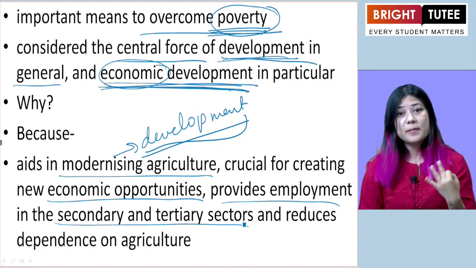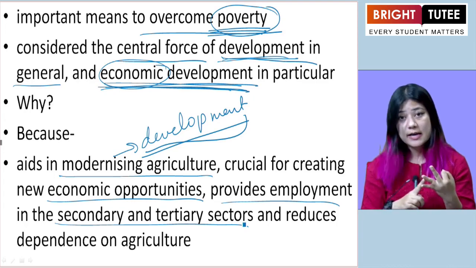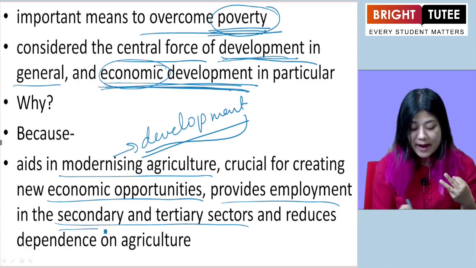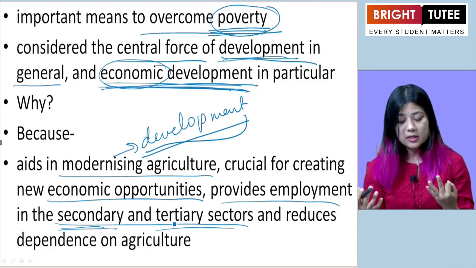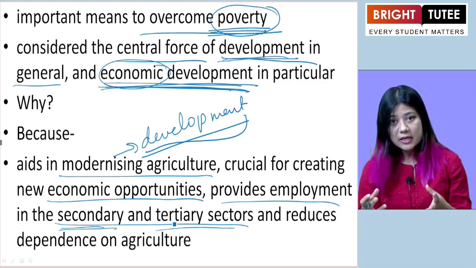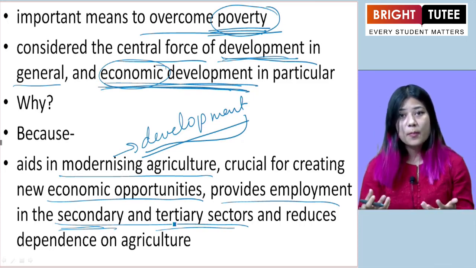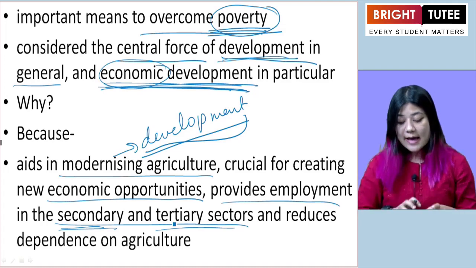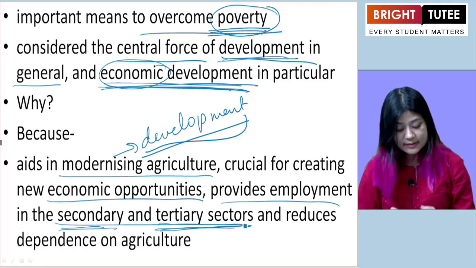We know that economic activities are divided into three types: primary, secondary, and tertiary, right? The primary is the agricultural sector. Secondary is the manufacturing sector, and the tertiary is the service sector. We have done this before. So the secondary sector, the manufacturing industries, provide economic opportunities and job opportunities to the people engaged in that secondary sector, as well as those engaged in the tertiary sector.